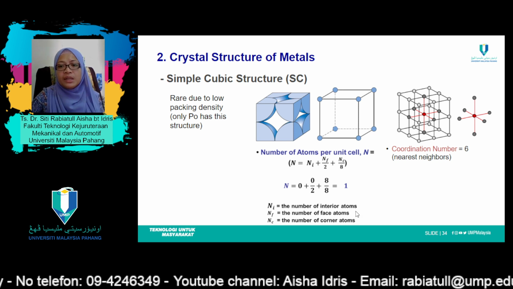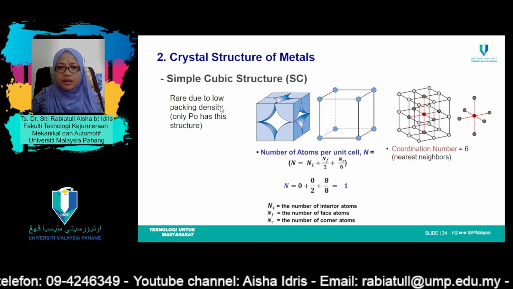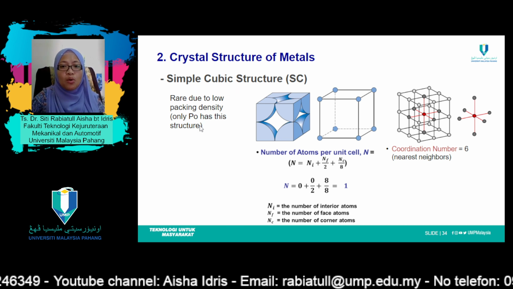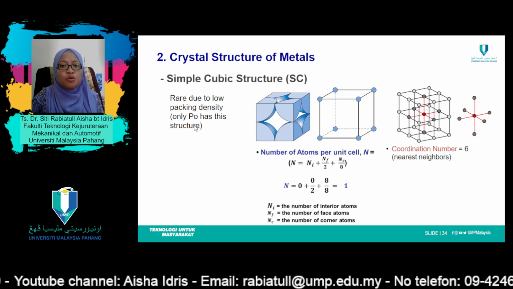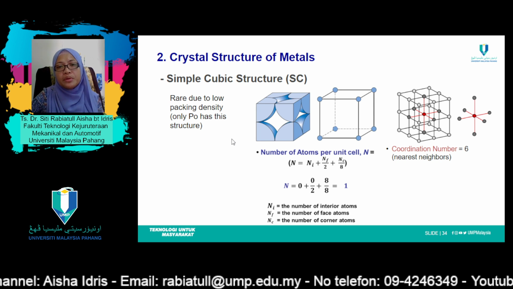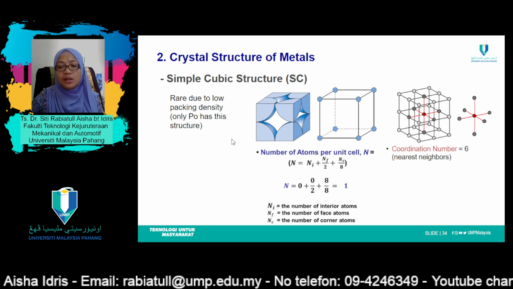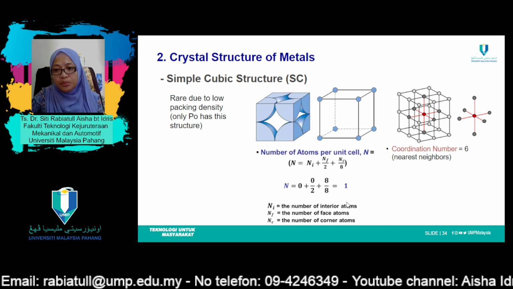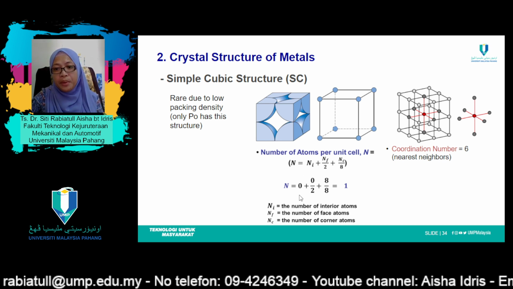So for example, in this case, this one is simple cubic. Well, normally simple cubic is very rare due to its low packing density. Normally the ones being used are BCC, FCC, or HCP. Okay, so let's try to calculate the number of atoms for simple cubic here.